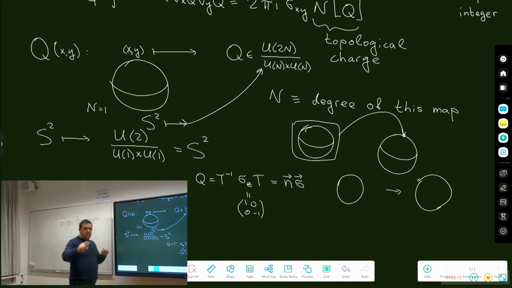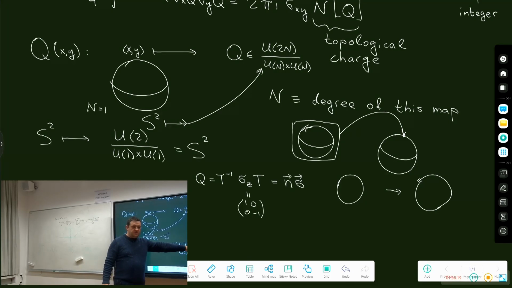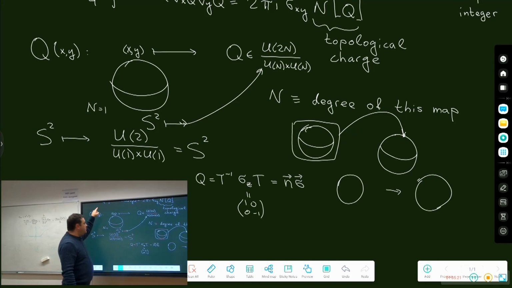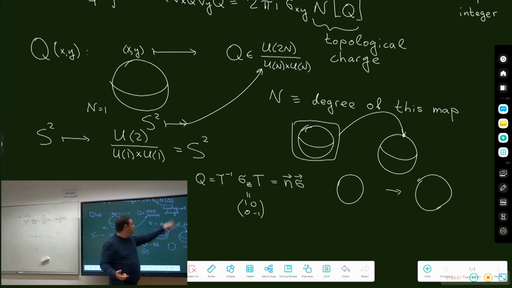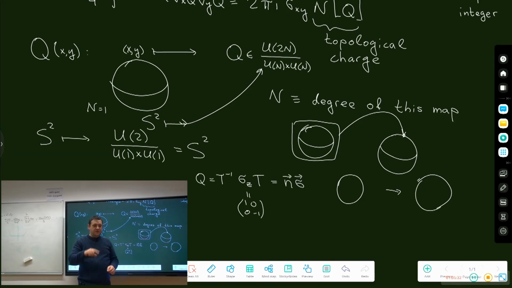And for this particular example, this is a personal homework for Andrei. Take this Q matrix, calculate theta top with gradients, and prove that the map of degree 1 will give you 1 with a proper number, 8 or 4, in the prefactor.